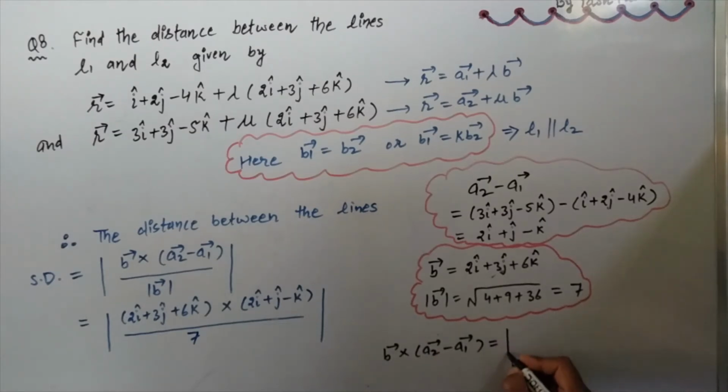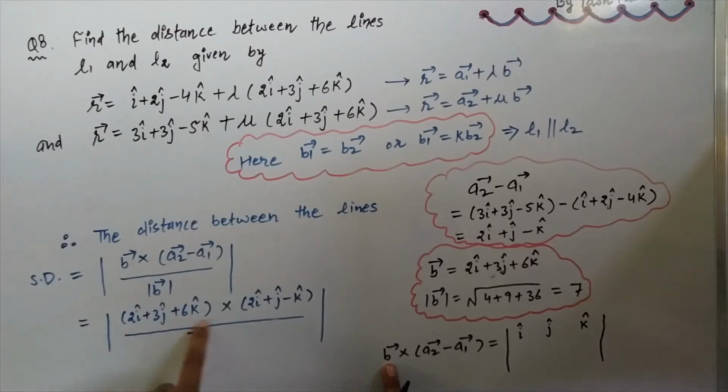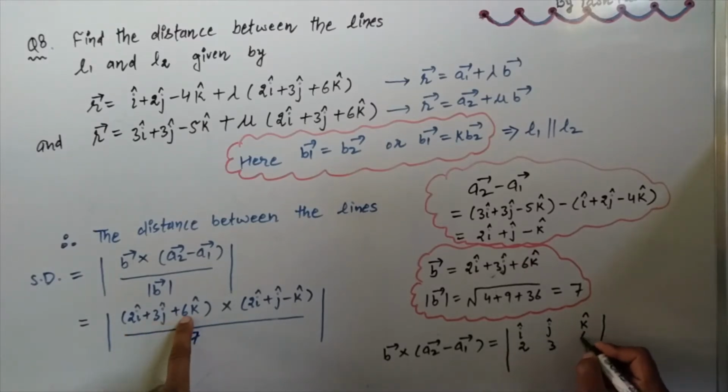Now we find b cross (a2 minus a1), which is equal to the determinant of i, j, k.